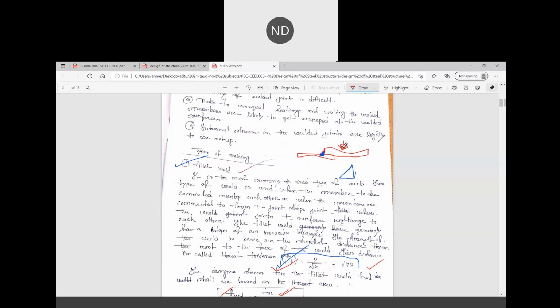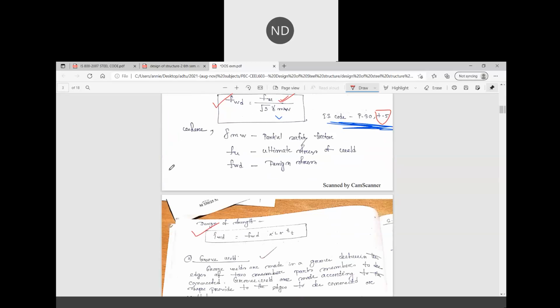So how are you going to check whether this connection which you have made, joining these two metal plates, is able to take the external load or not, and how much strength is there? Suppose you have to carry an external load of 50 kilonewton. Whether your weld is strong enough to carry this 50 kilonewton load, that we have to check. That is what we are checking now.